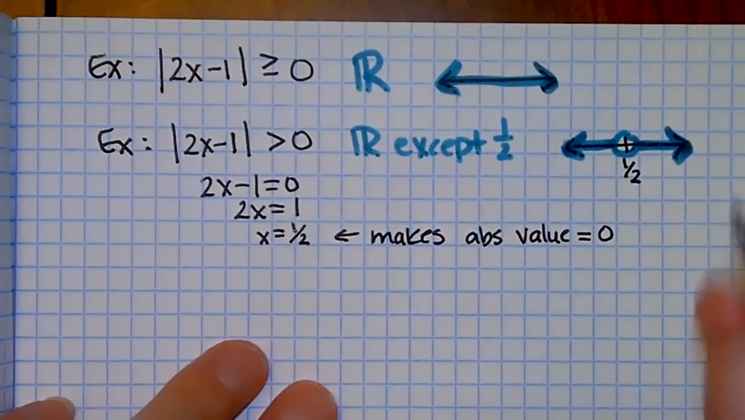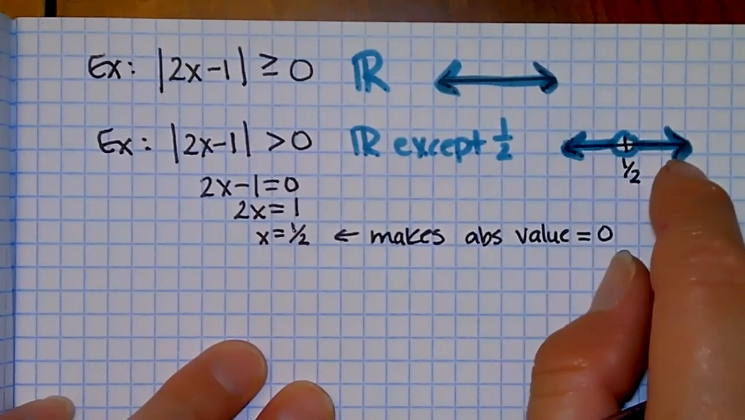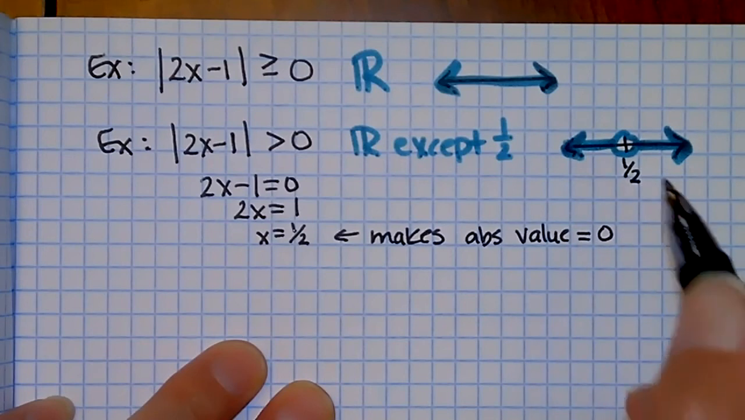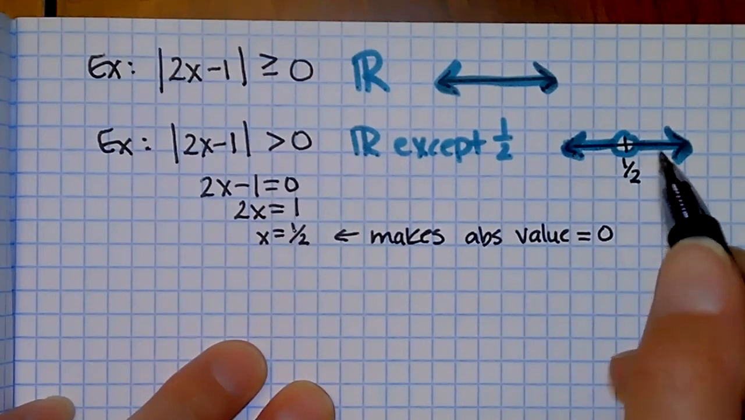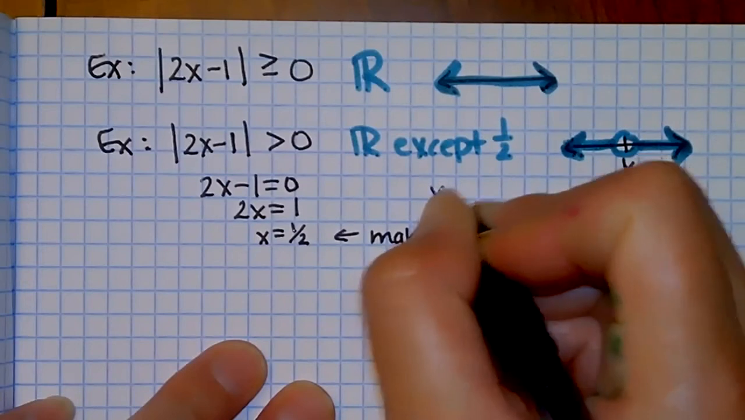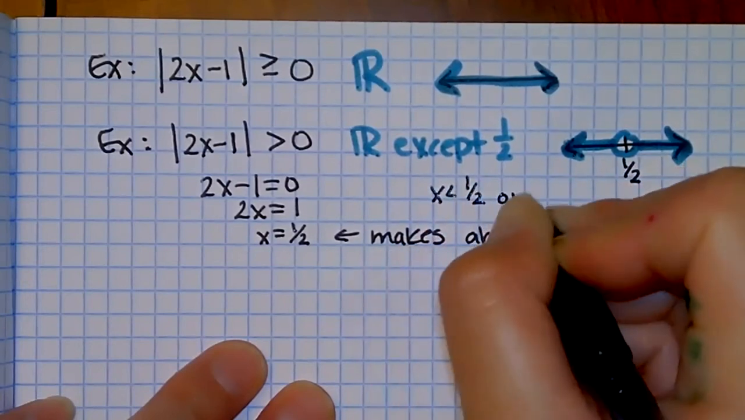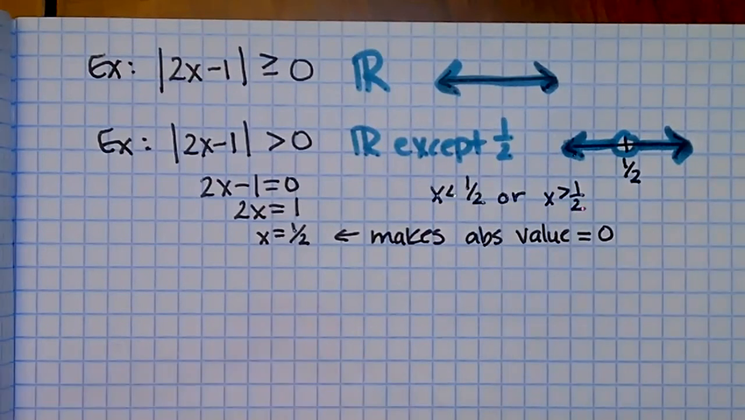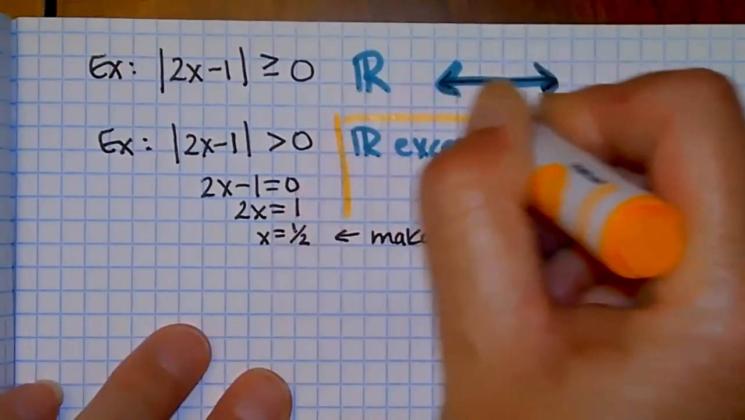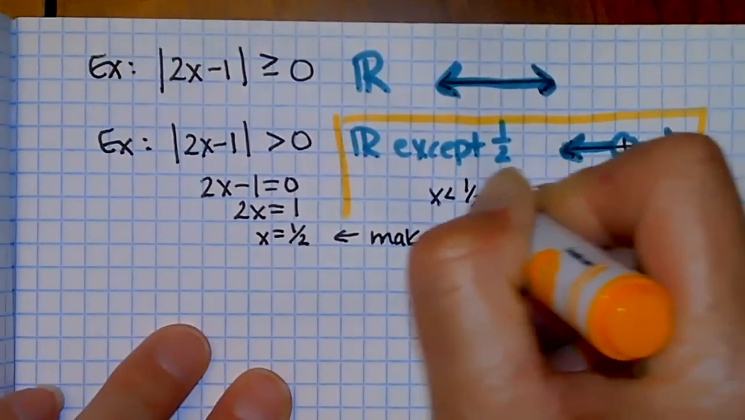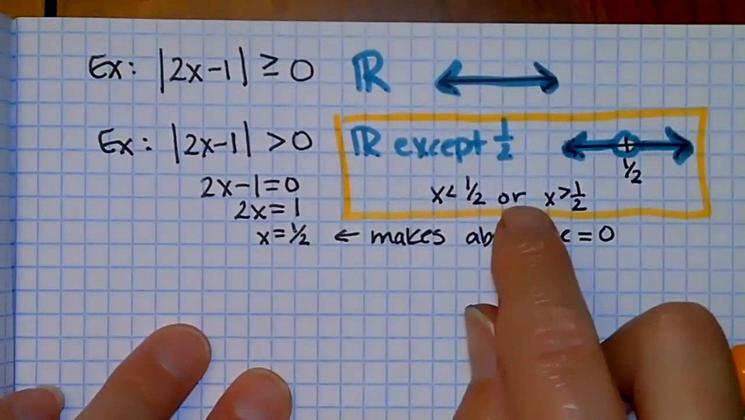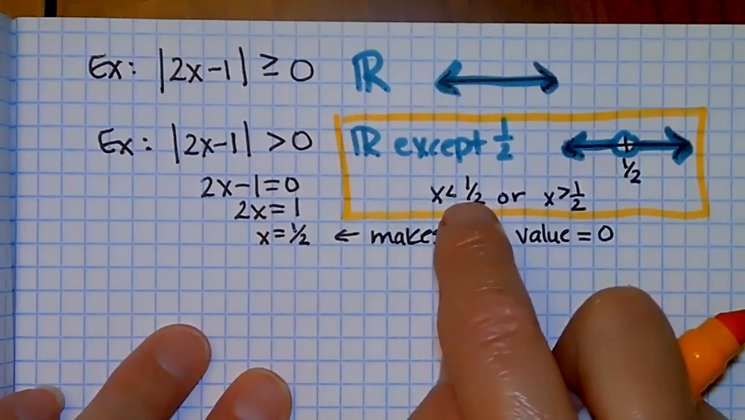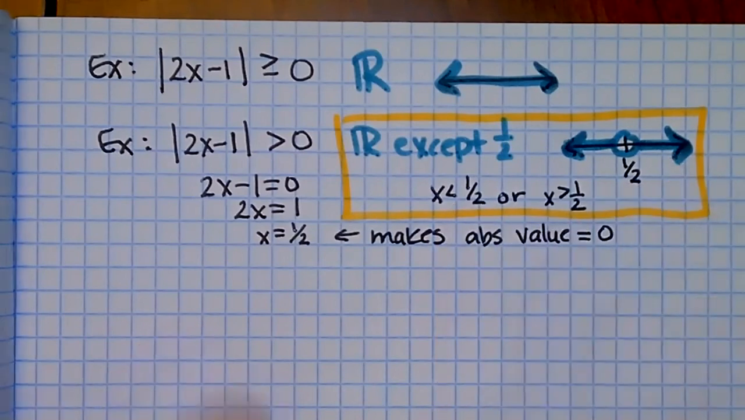Now, looking at this, it's actually two separate inequalities. One inequality is x less than 1/2. The other inequality is x greater than 1/2. So my answer is going to be x is less than 1/2 or x is greater than 1/2. And that would be my answer. Again, my graph would be everything but 1/2, and my inequality would be written as an or because I have this piece, x is less than 1/2, and this piece, x is greater than 1/2.